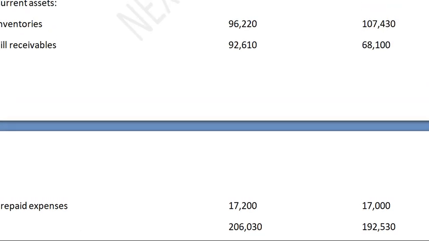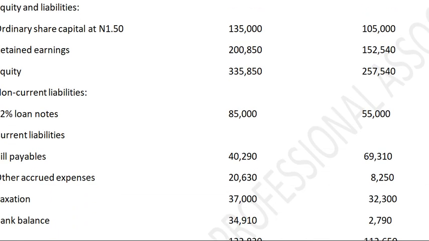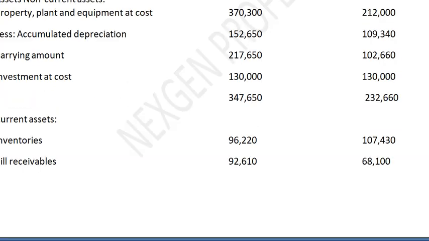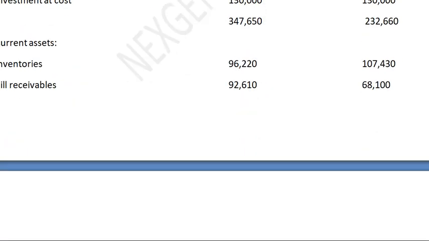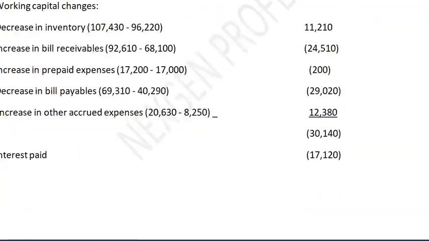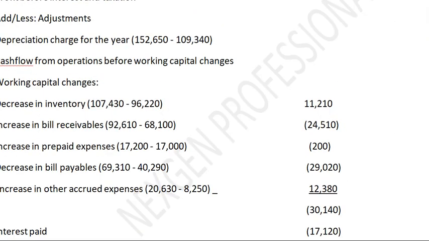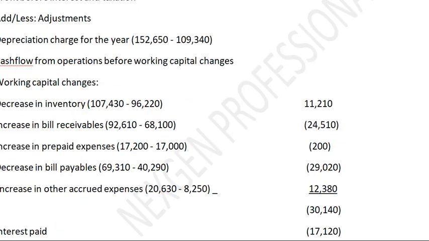The opening, sorry please. So we have it here. Taxation. Opening is 32,300. And then the current year tax is 37,000. So opening plus current year minus closing, what will it give to us? Tax paid for the year. Yes, we are determining the tax paid for the year. So what will it give to us?